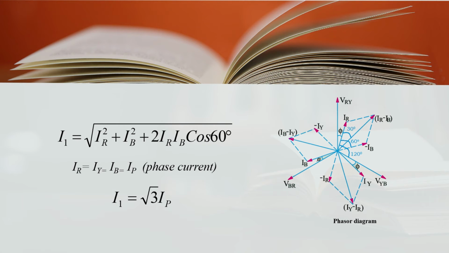Because it is a balanced system, that means all the phase currents in the respective phases are equal. That means IR is equal to IY is equal to IB, that is the phase current. Just put the value. After putting the values of IR, IB in this equation, you will get the equation of the line current for terminal 1, or for the R phase, denoted by I1. This I1 is equal to what? Under root 3 times the phase current.